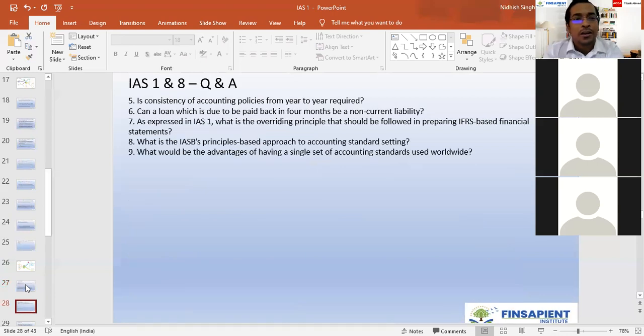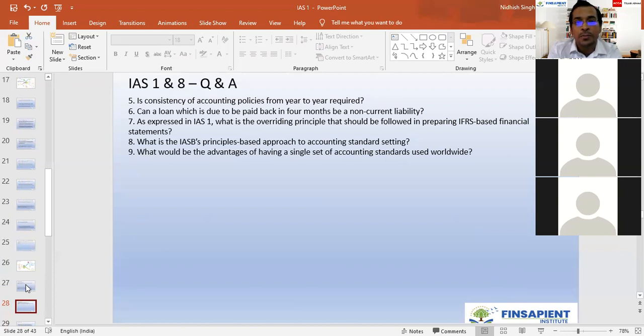Okay. Yes, Nidesh. Is consistency of accounting policies from year to year required? The answer is yes. Bold, underlined, yes. So, can a loan which is due to be paid back in 4 months be a non-current liability? No, the answer is already given earlier. No. As expressed in IAS 1, what is the overriding principle that should be followed in preparing IFRS-based financial statements? What is the overriding principle?